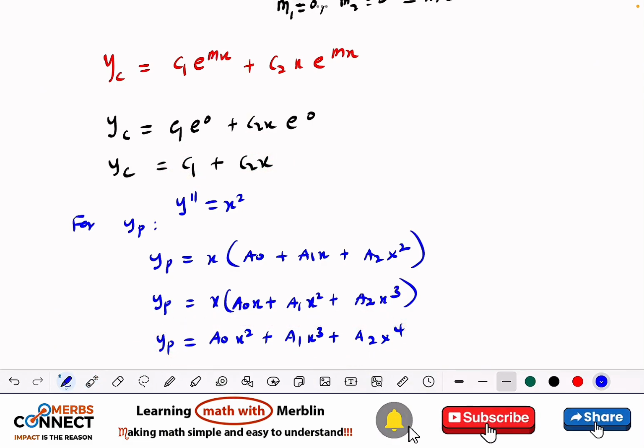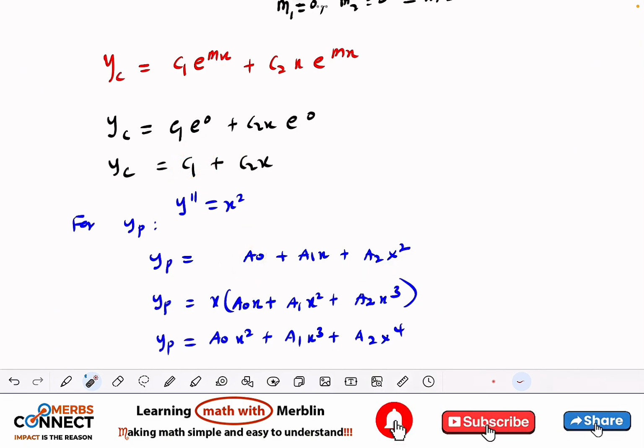So you see how the trial solution started? We started with this. We started from here. We saw that this guy was here. We multiplied through by x. And then we had what is inside the bracket here. So let me just clean this up.